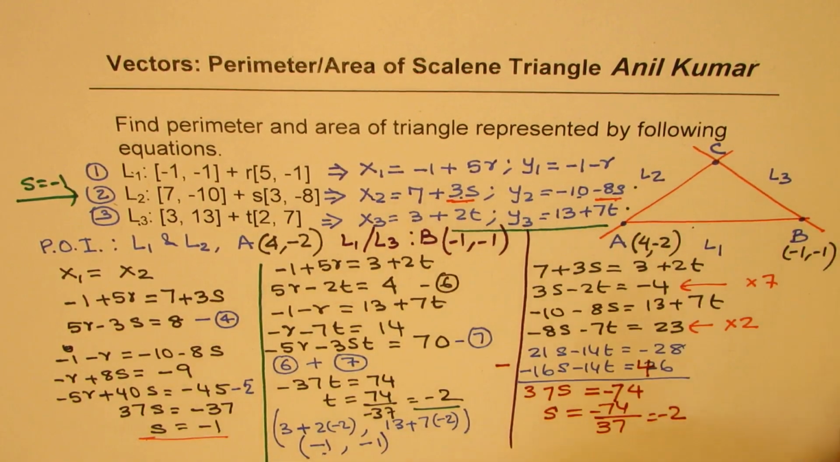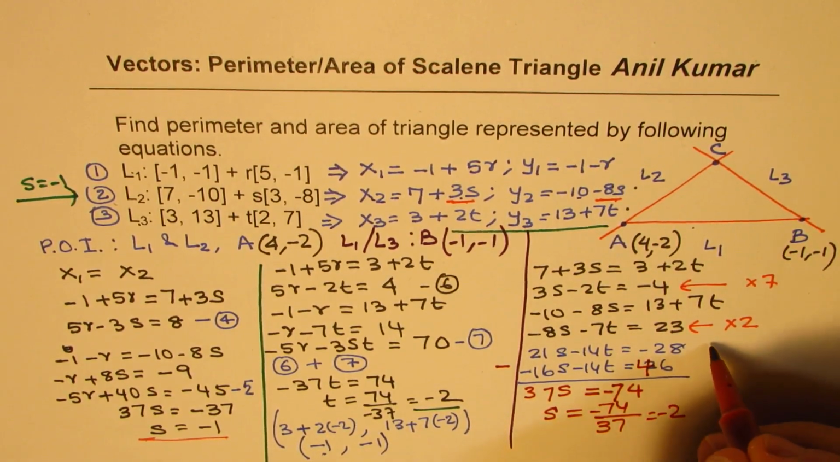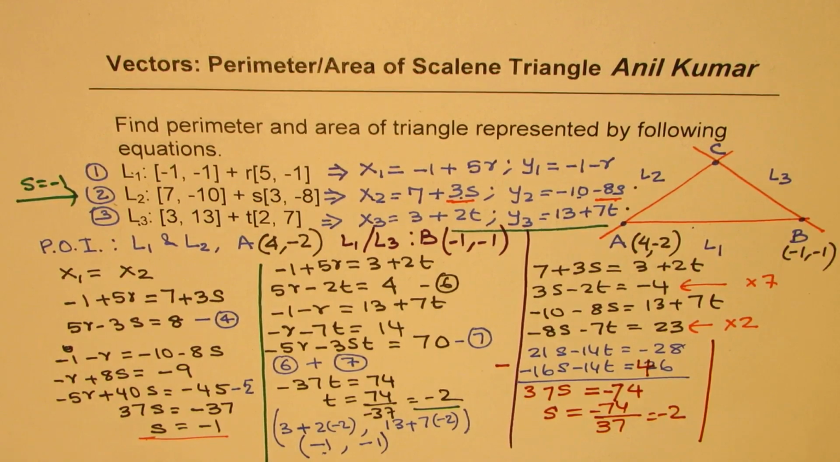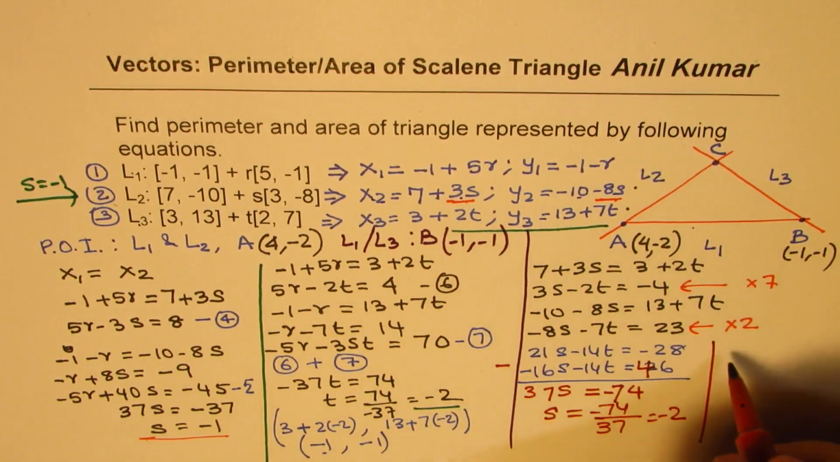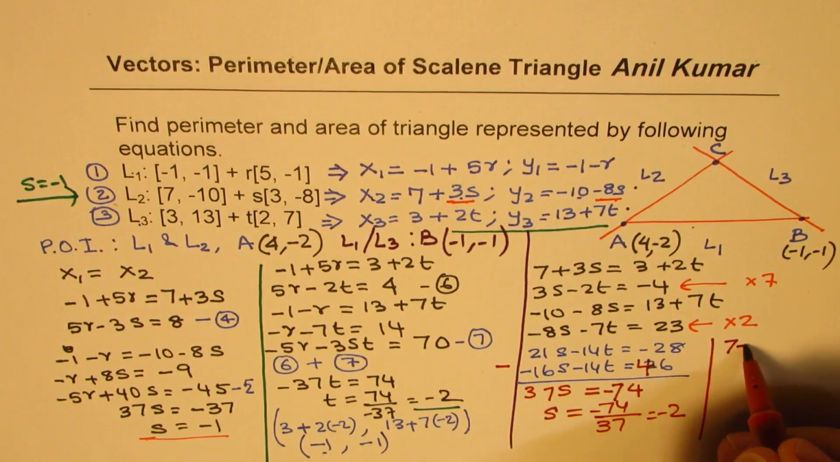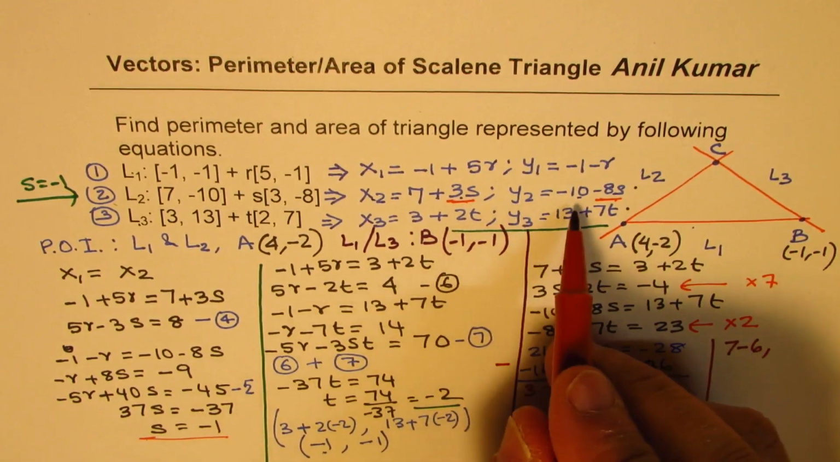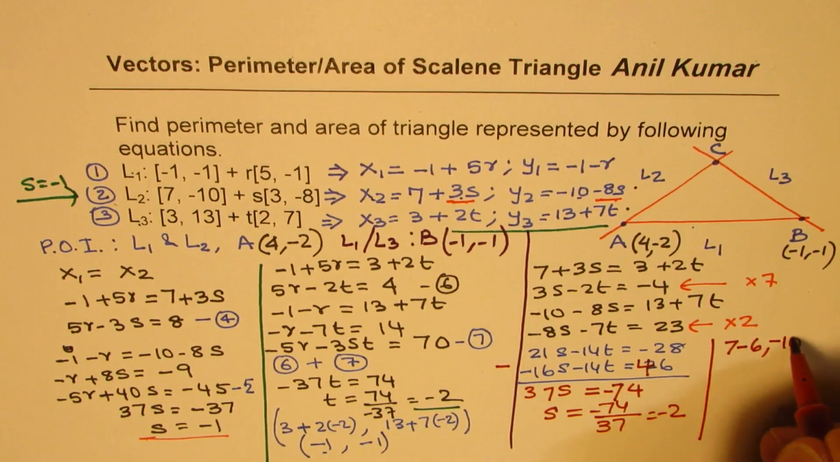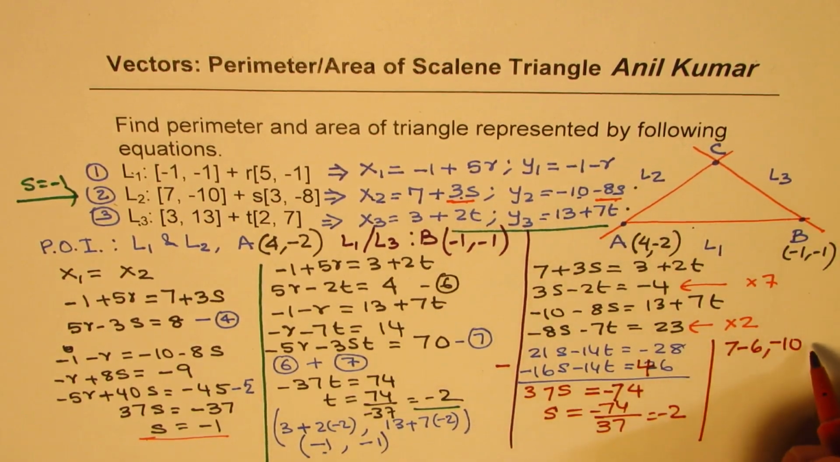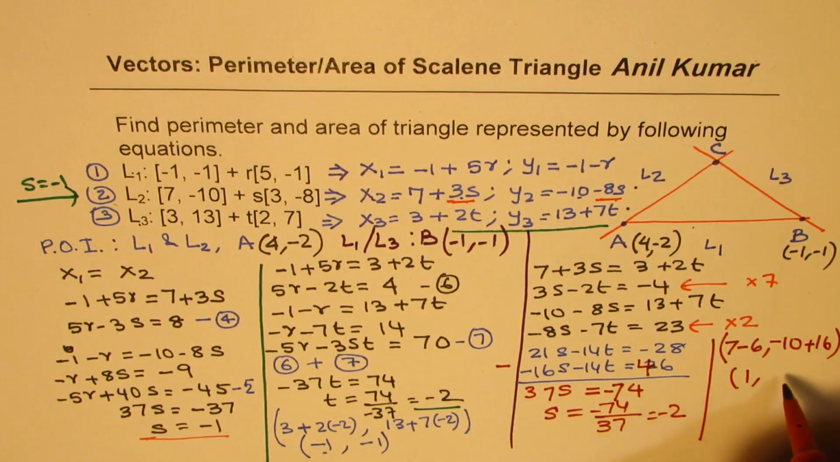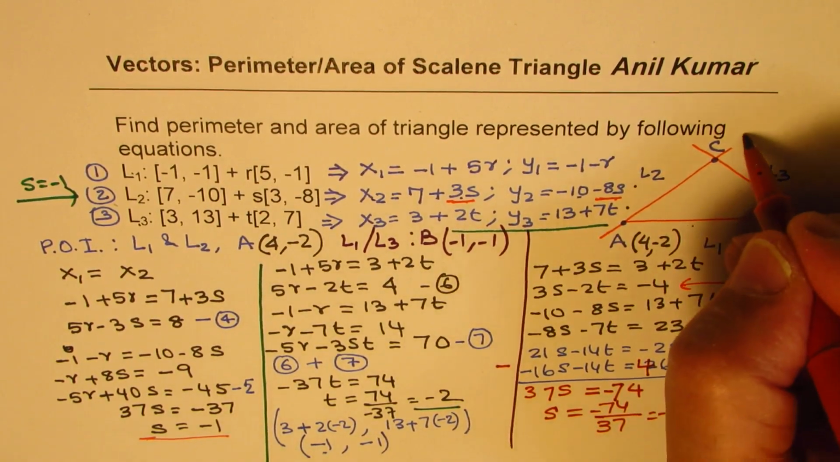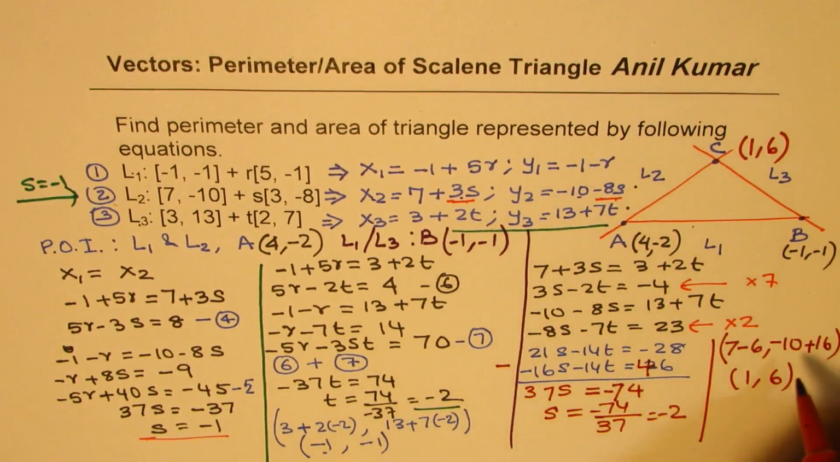Substituting minus 2 here, we can write the value of point C as, let me show it here. The x value with minus 2 will be 7 minus 6, right? And the y value with minus 2 will be minus 10, minus 2 makes it positive 16. So it becomes 1, 6. So the coordinates of point C are 1, 6. Okay? So these are the coordinates of point C.